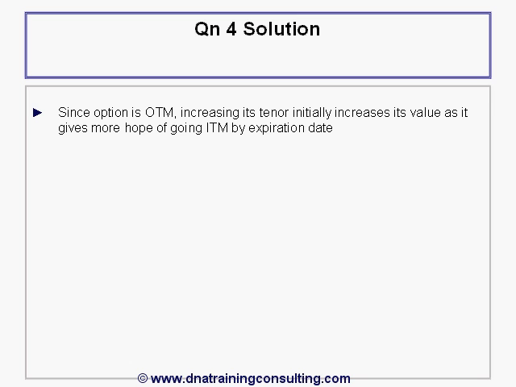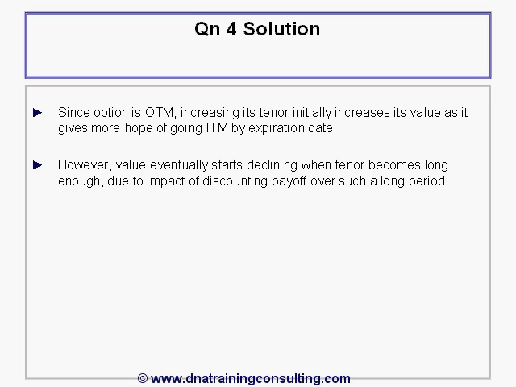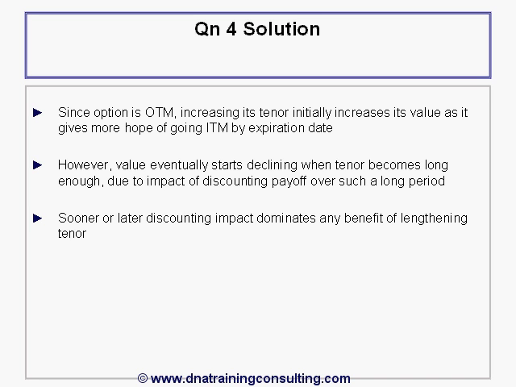Since the option is out of the money, increasing its tenor initially increases its value, as it gives the holder more hope of going in the money by the expiration date. However, the value eventually starts declining when the tenor becomes very long, as with all European options. Sooner or later, the discounting of the expected payoff over such a long time starts dominating any benefit of the lengthening of the tenor. Therefore, the correct answer is B.